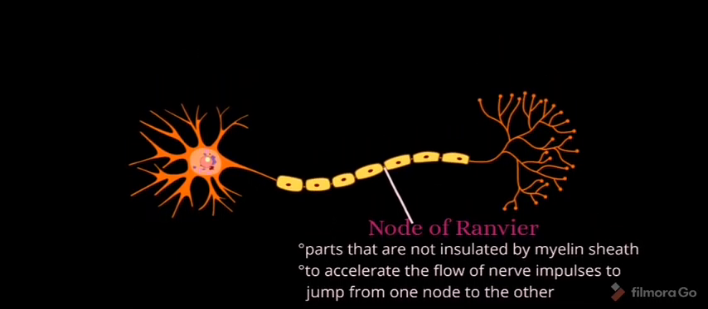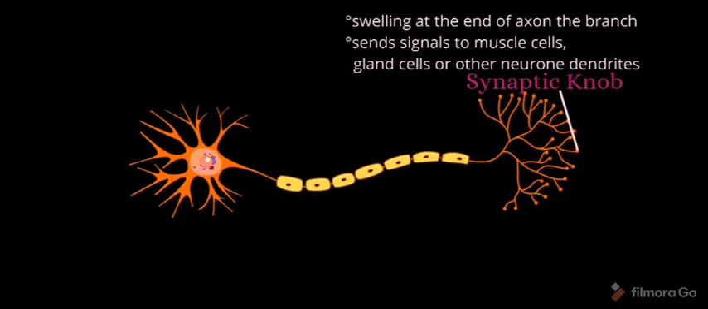Node of Ranvier is a part of the neuron that is not insulated by the myelin sheath, at regular gaps along the axon. The node of Ranvier helps to accelerate the flow of nerve impulses by allowing the nerve impulses to jump from one node to the following node. The synaptic knob is a swelling at the end of the axon branch. The synaptic knob sends signals to muscle cells, gland cells, or other neurons' dendrites.